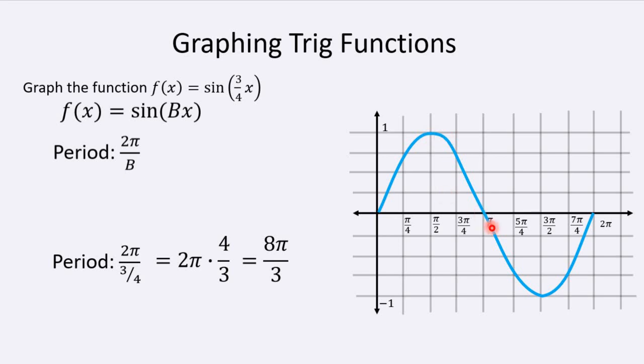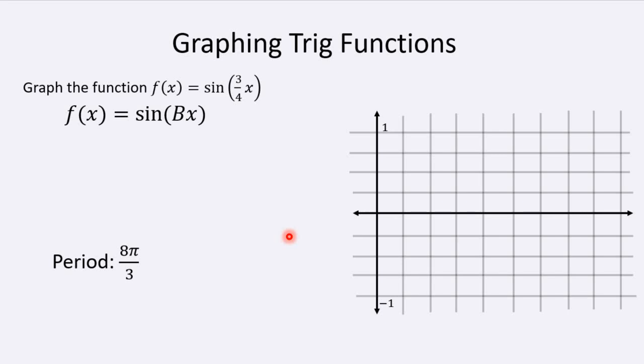We'll do one full cycle of 3 x-intercepts, a maximum and a minimum. We'll do that within 8 pi/3 units. Let's go ahead and graph it. All right, so the period is 8 pi/3.